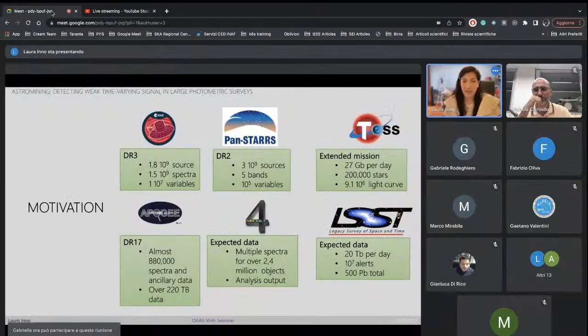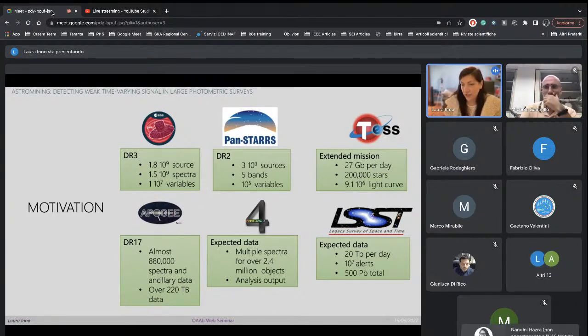There have been photometric and spectroscopic surveys in the past, which also delivered large volumes of highly dimensional data, and specifically spectra are the very definition of high dimensional data in astronomy. Just to mention some of the surveys which have been involved, Apogee, FANSTARS, and so on. And the future is going in the same direction.